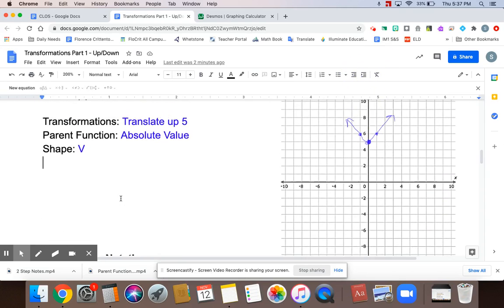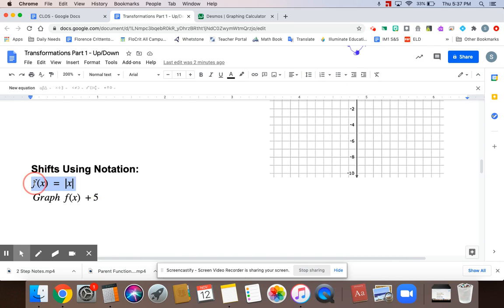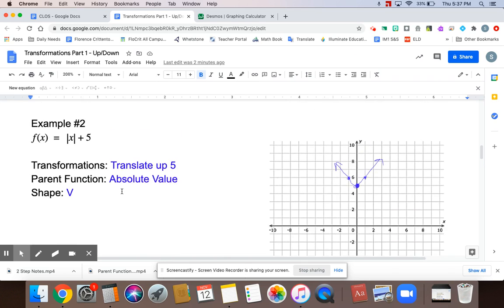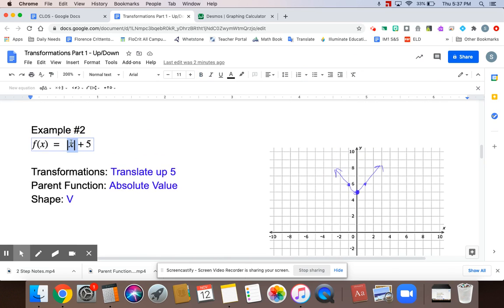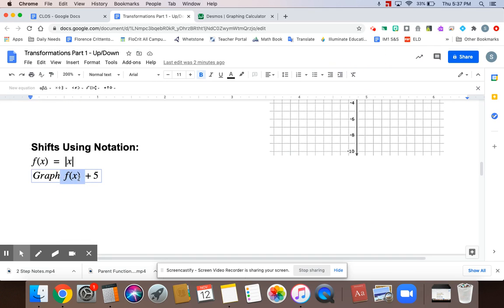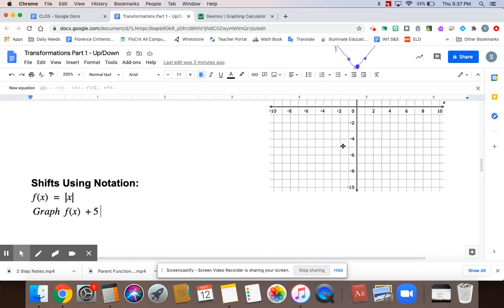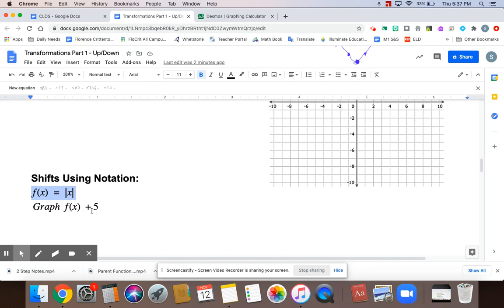One thing to note is that sometimes they use this weird notation where they will tell you the parent function first. Like they say, look, f of x is the absolute value. Then they're going to say graph that f of x plus 5. Well, it's the exact same thing as this one. If I put absolute value of x plus 5, they just wrote it like this instead. But the answer would still be this graph. You just take the absolute value of x and then you translate it up 5.